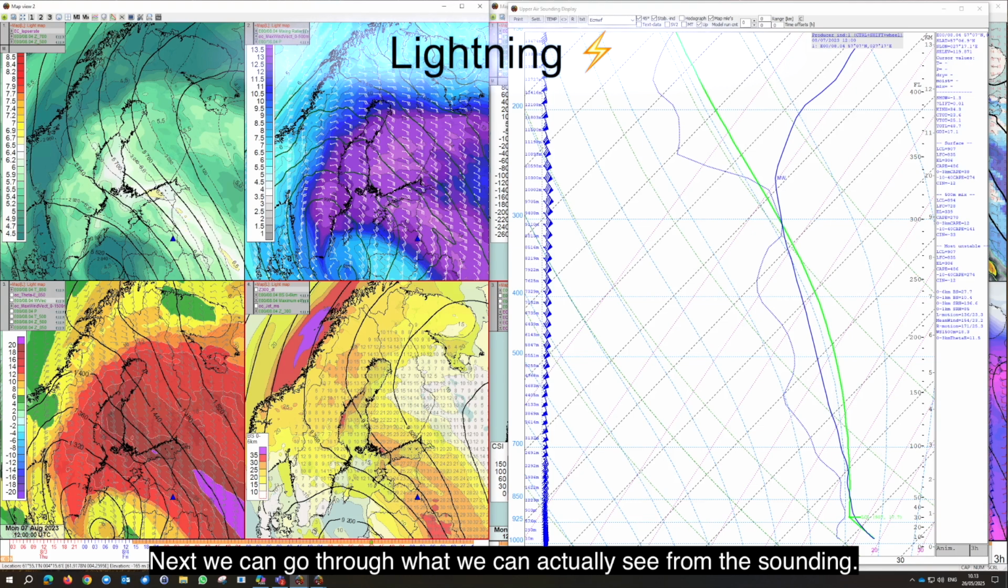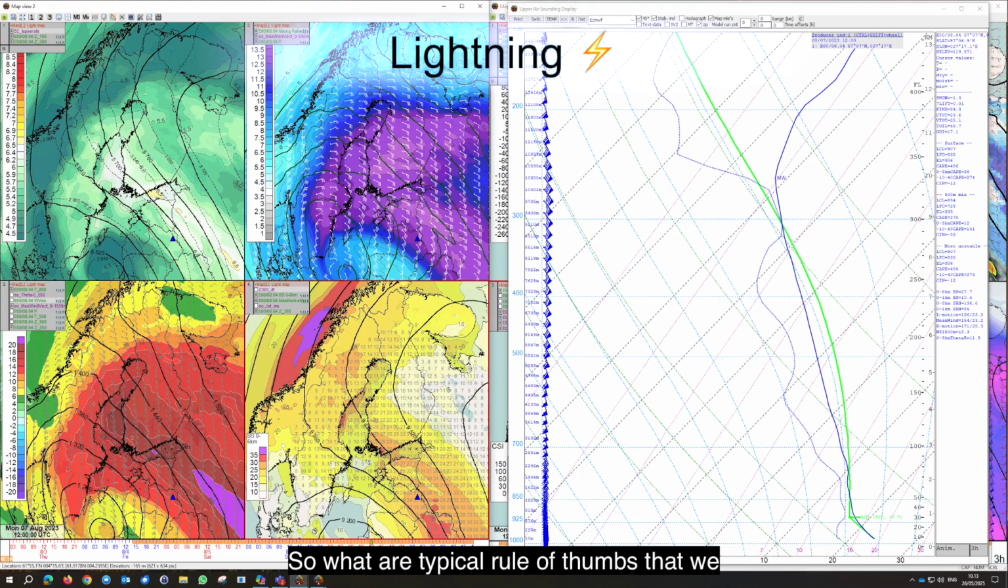Next, we can go through what we can actually see from the sounding. So what are typical rules of thumb that we need for some convective phenomenon to happen? Let's start with lightning. For lightning, you really don't need much. You need a little bit of CAPE, a little bit above 100 joules per kilogram should be enough. But you need to have that amount in the right temperature zone. Usually the rule of thumb goes that when your equilibrium level, so EL, is colder than -20 degrees Celsius, you should have a potential for lightning.